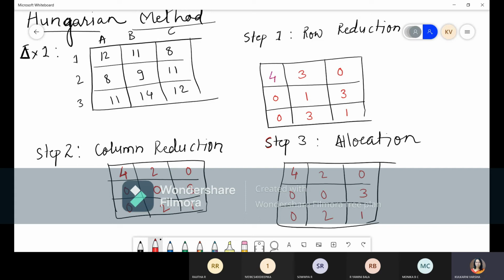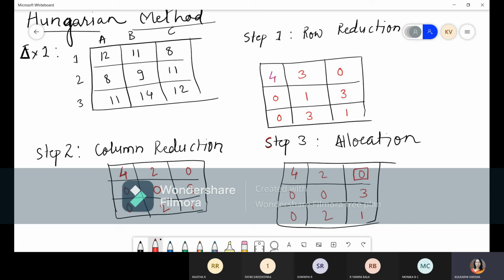Okay, so I have just redrawn this same matrix over here, and now on this matrix we have to do the allocation. What we will be doing in this allocation is, row-wise we'll scan the elements. We'll go for the first row and scan the elements. Now in this first row, if we have a single 0, what we'll do is allocate that cell.